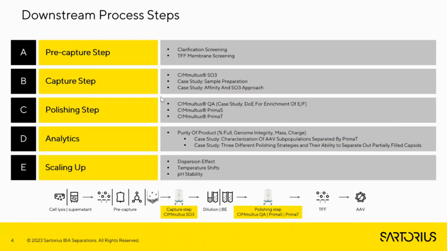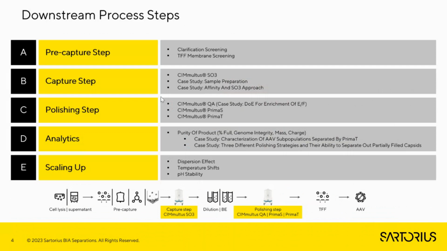So we'll start with the pre-capture step first, where we look at different approaches. One is the clarification of the lysate, and also the screening of TFF membranes as one of the options for the pre-capture step. Then we'll go into our capture step, which is always done on a strong cation exchanger, SO3, and we'll see two different case studies on such a capture step.